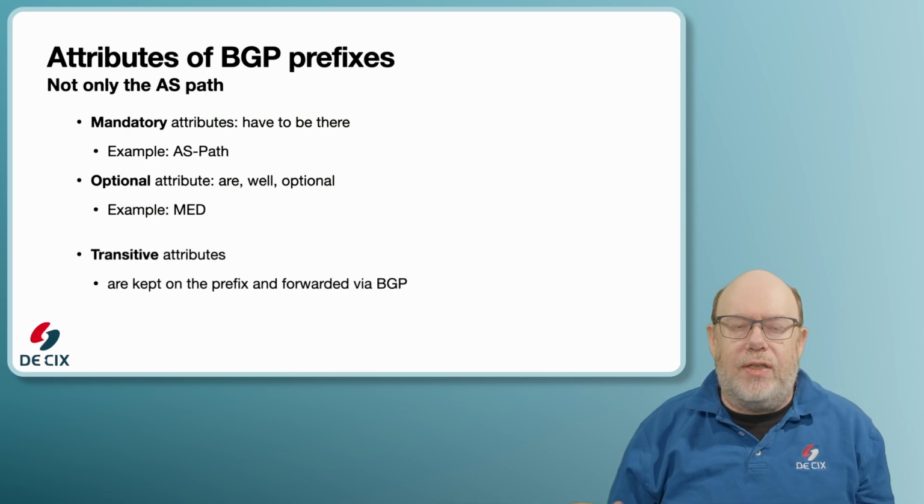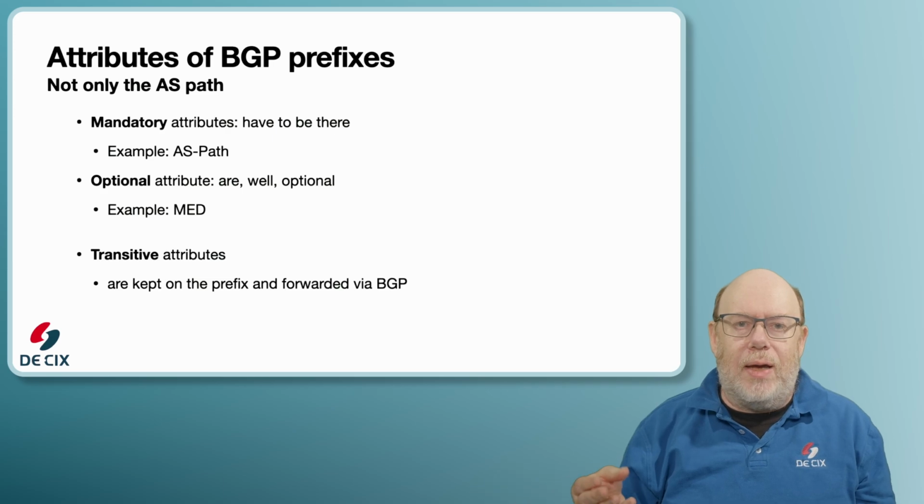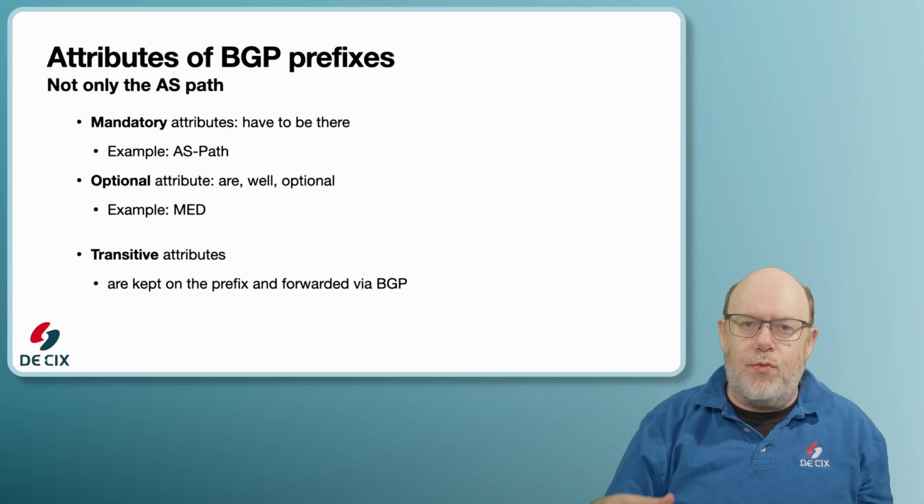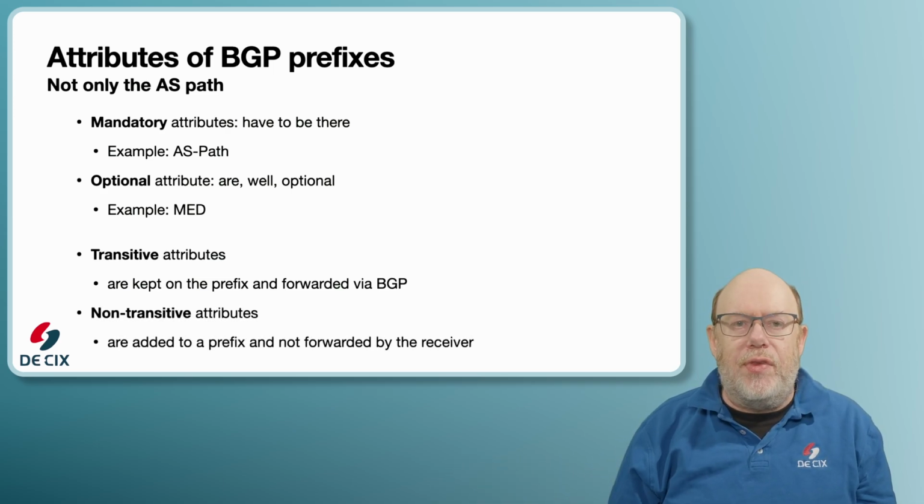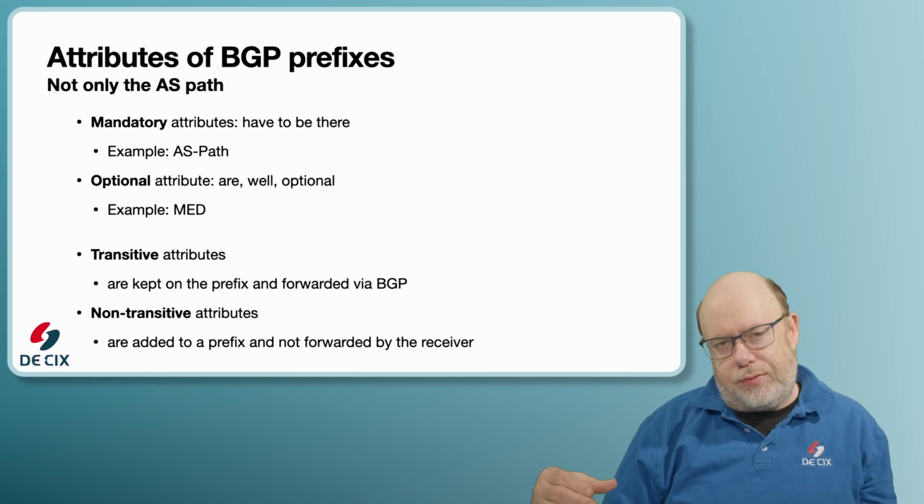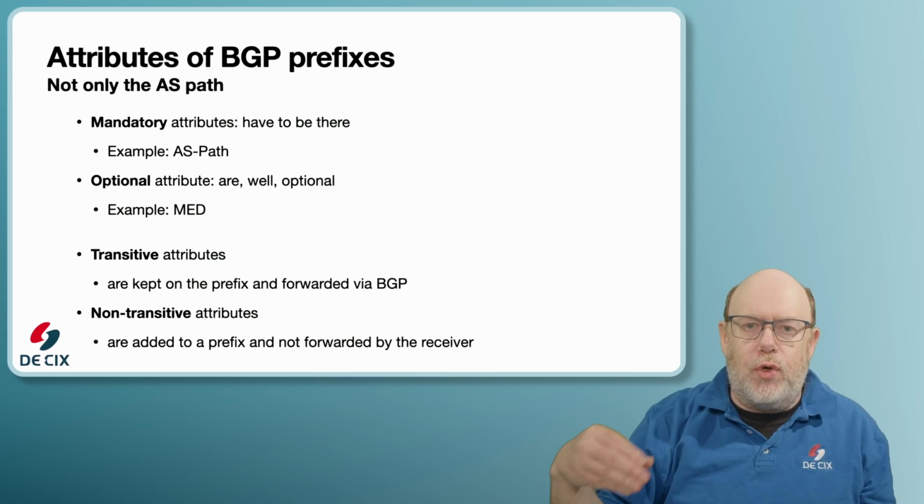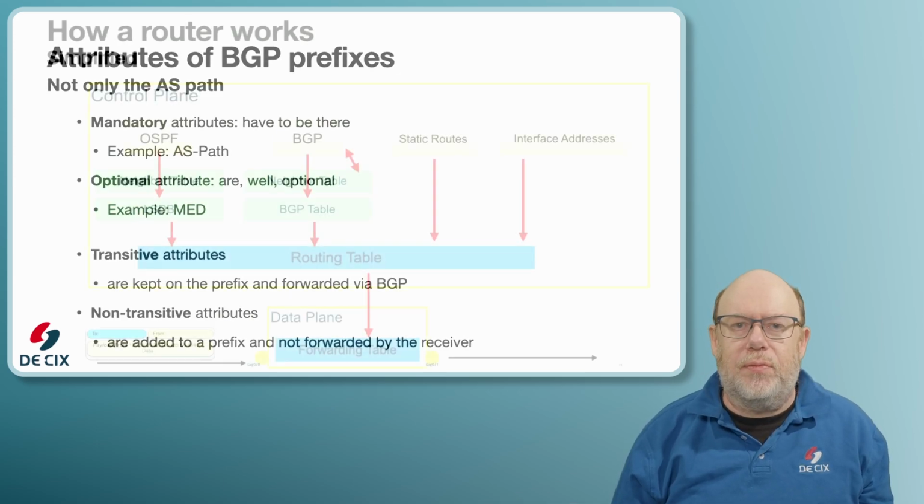You can also characterize attributes in a different way. You have transitive attributes. Transitive attributes are kept on the prefix and forwarded via BGP from one autonomous system to the next. And we have non-transitive attributes. Non-transitive attributes are added to the prefix and removed either before forwarding or immediately after reception. Non-transitive attributes and transitive attributes.